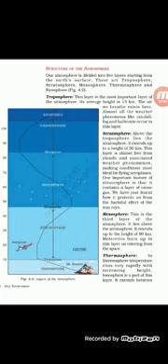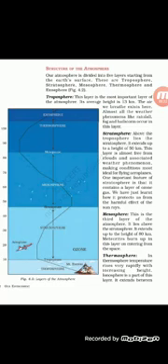Now, our atmosphere is divided into 5 layers. These 5 layers are the troposphere, stratosphere, mesosphere, thermosphere, and the last one is the exosphere. So now let us learn about them one by one.